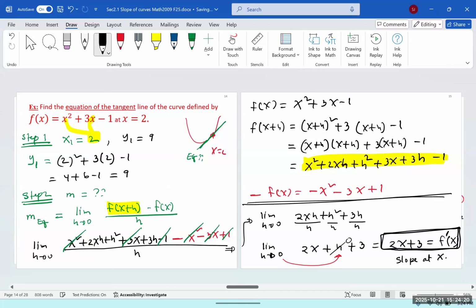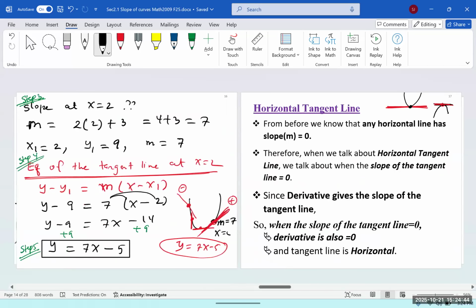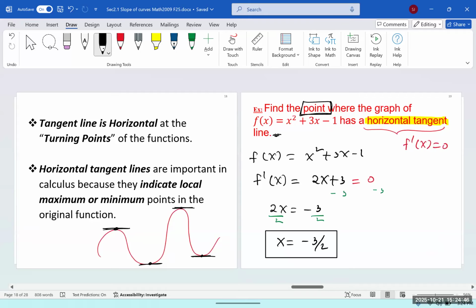Using the definition of the derivative, this equation is the same equation we had here. When you use the definition of the derivative, once you plug in the limit, you have 2x plus 3, that's the derivative of your function. And the derivative of the function is the slope of the curve or slope of the tangent line. So we are using the same derivative here.